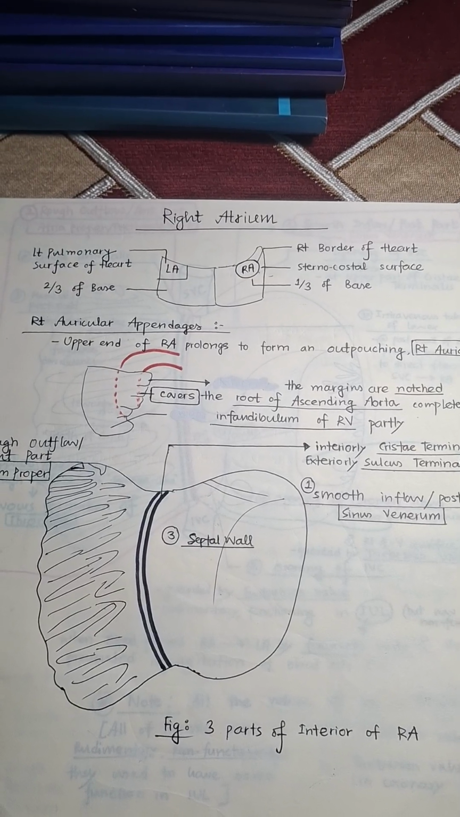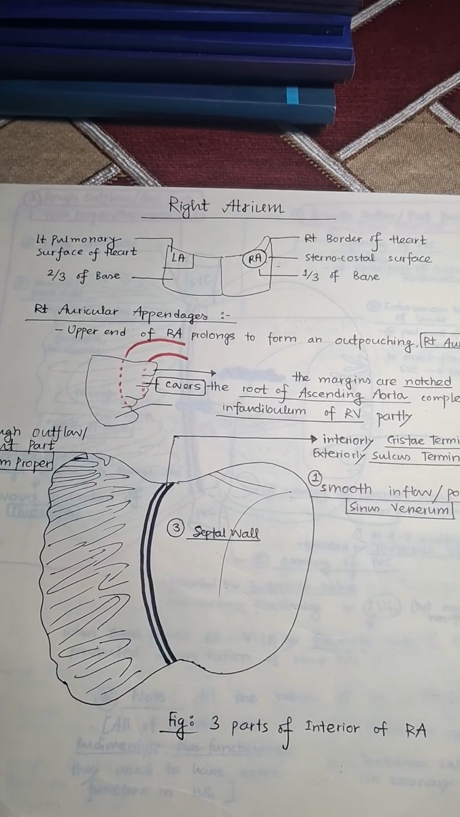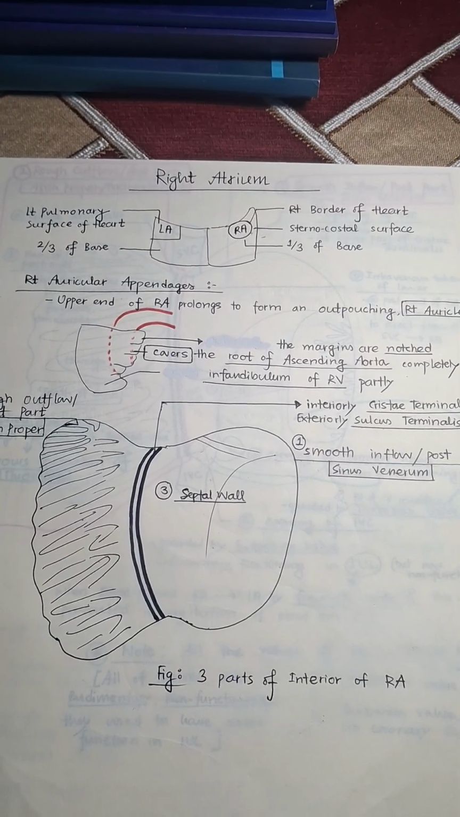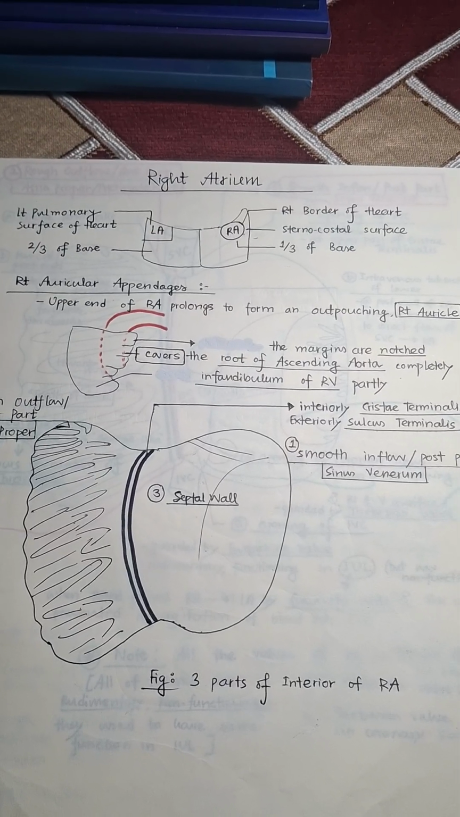So today the topic of ours is the right atrium and right ventricle of the heart, which is just the initiation of the topic. So what is the right atrium and what is the right ventricle? Both the right atrium and right ventricle lie at the right side of the heart.